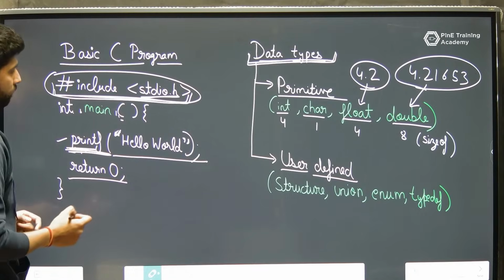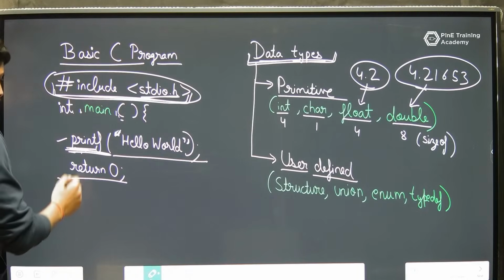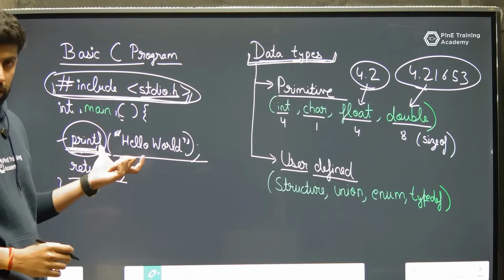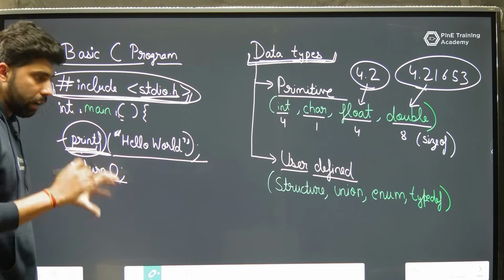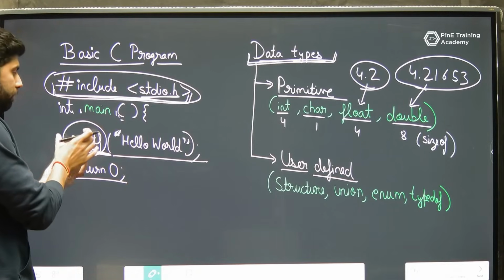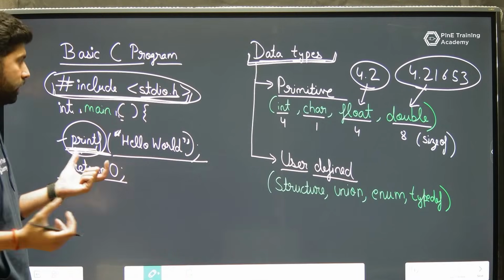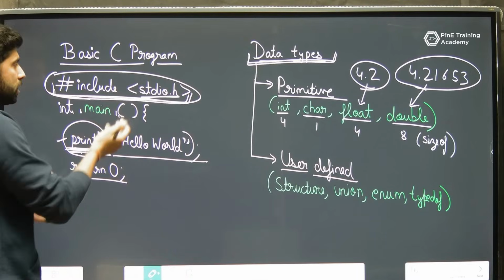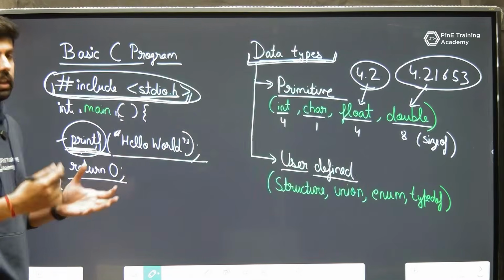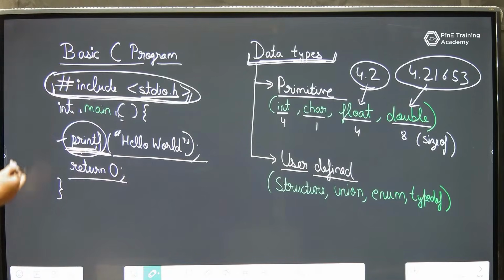For example, when we compile our program, our compiler will not know what printf is, right? So we have to tell the compiler that if you want to know what printf is, its declaration is written inside this file stdio.h. That's why we have included #include <stdio.h>, right? It contains the declaration of many keywords which we use in our C program.